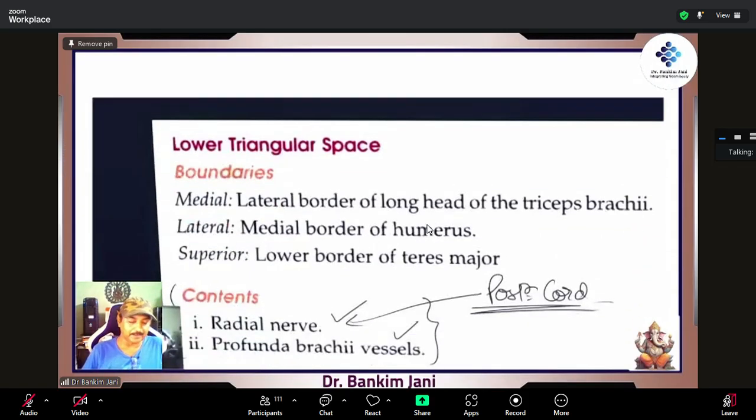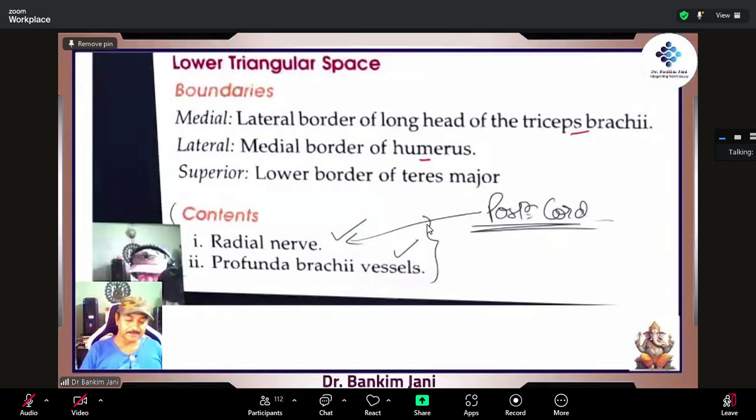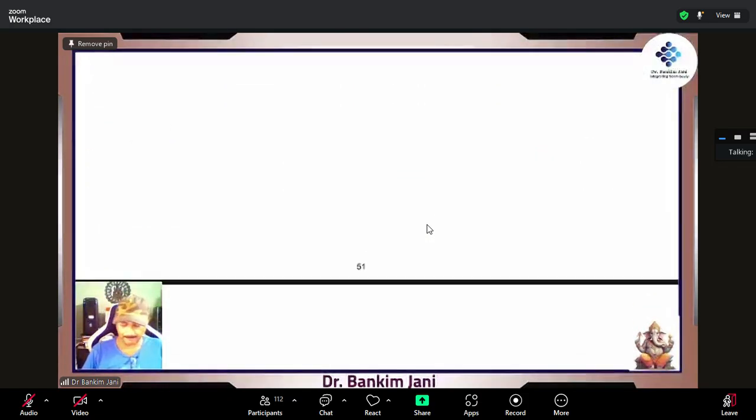Right? This is the lower triangular space again. Medial, lateral border of long head of triceps brachii, lateral, medial border of humerus, and superior is the lower border of teres major. Right? What does it consist of? It consists of the radial nerve, so that it will be forming the groove, and it will be accompanied by profunda brachii artery. Profunda brachii vessels, artery and vein, both. Profunda is profundus, so much. Brachii means arm. This will be the artery.